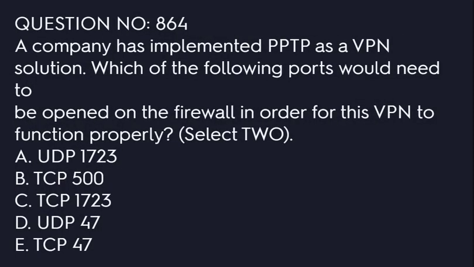Question number 864. A company has implemented PPTP as a VPN solution. Which of the following ports would need to be opened on the firewall in order for this VPN to function properly? A. UDP 1723. B. TCP 500. C. TCP 1723. D. UDP 47. E. TCP 47. C, D.